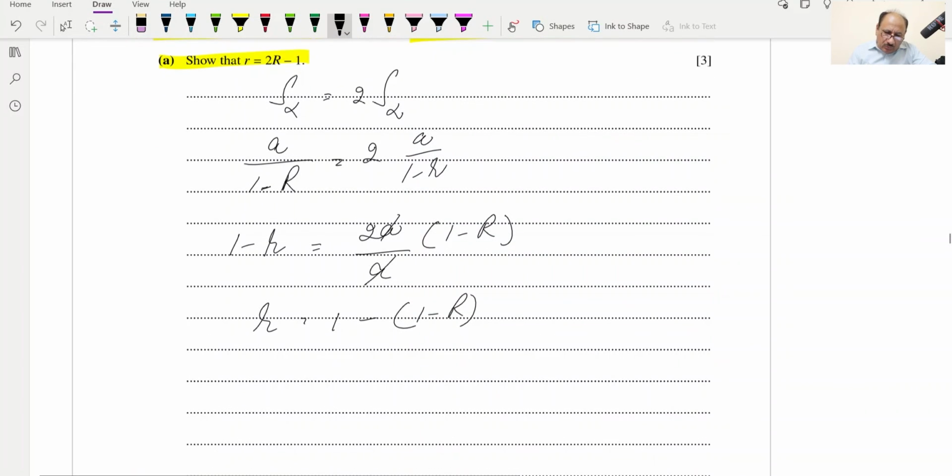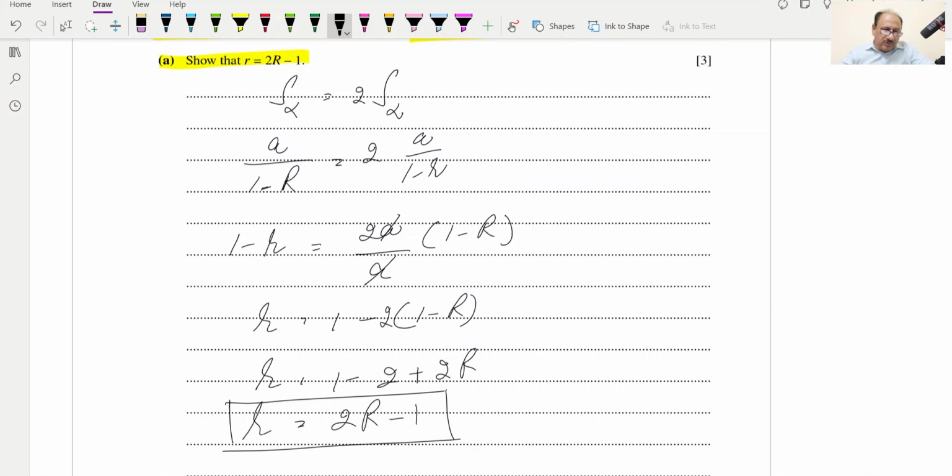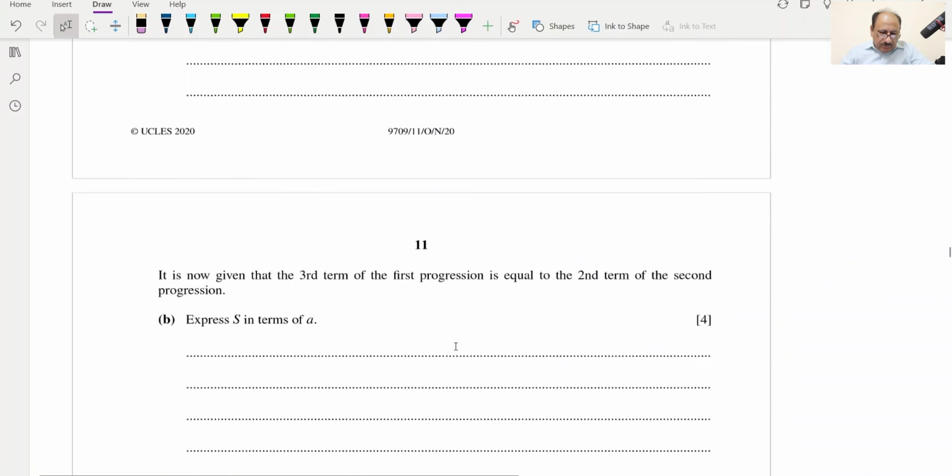And there is 2 also, which we can write over here. So r will be equal to 1 minus 2 plus 2R, and we can write this as 2R minus 1, and this will be equal to r, and this was what we were supposed to show over here. This was the 3 marks part, which we are done. This is straightforward.